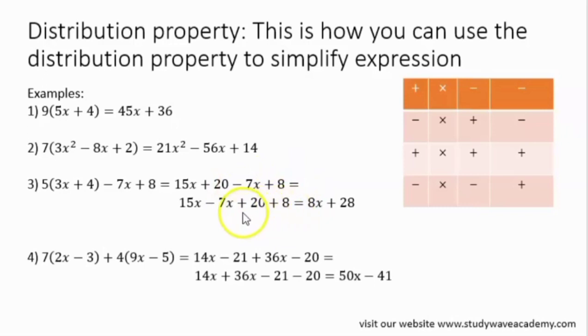So our next step is 15x minus 7x. And our answer is going to be 8x plus. Then we add our next numbers that look alike. They are without variables, right? So it will be 20 plus 8. Our answer is going to be 28. So the simplest way our number 3 equation can go is 8x plus 28.